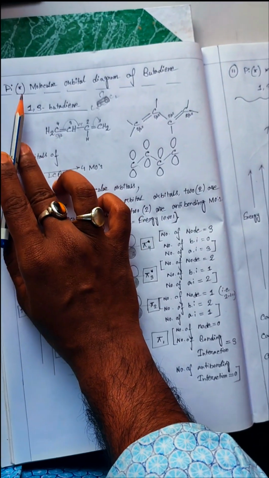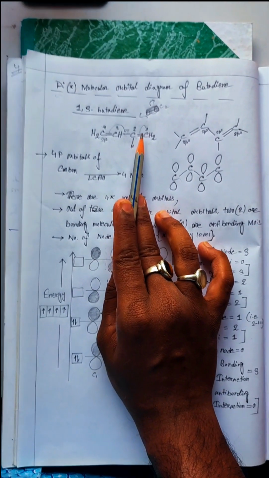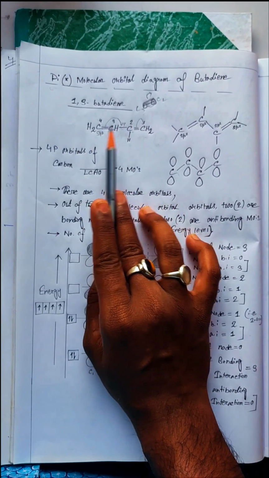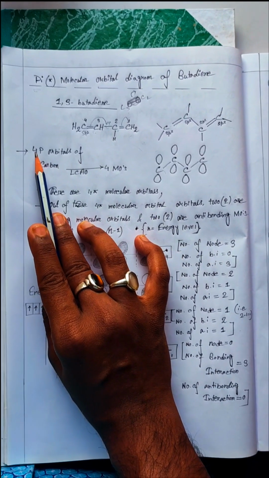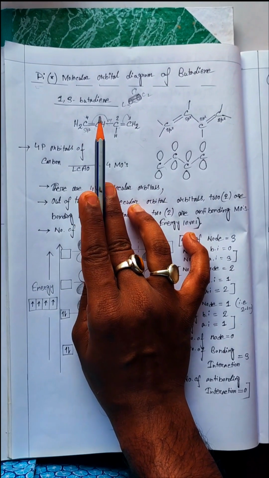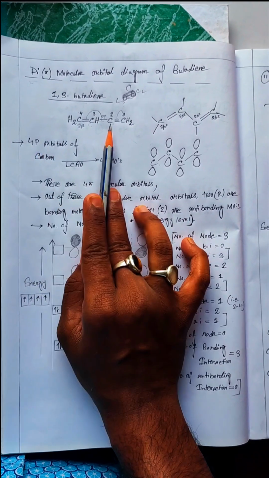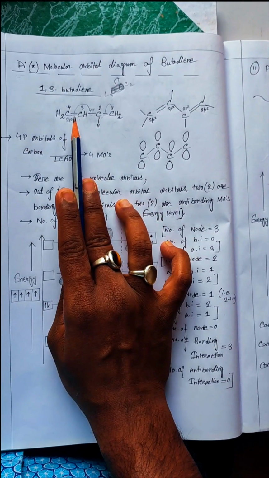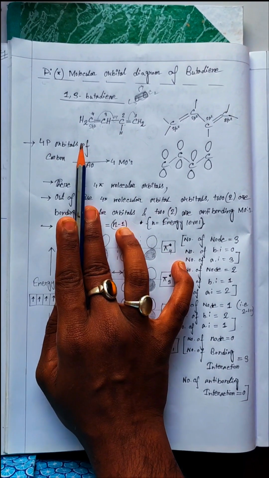Now for drawing the pi molecular orbital diagram, you have to count how many pi bonds, or say how many double bonds, are there. As there are 2 double bonds in this system, we can calculate there are 4 pi electrons, since each double bond means 2 pi electrons. So there are 4 p orbitals. As there are 2 double bonds, we can say there are 4 p orbitals.